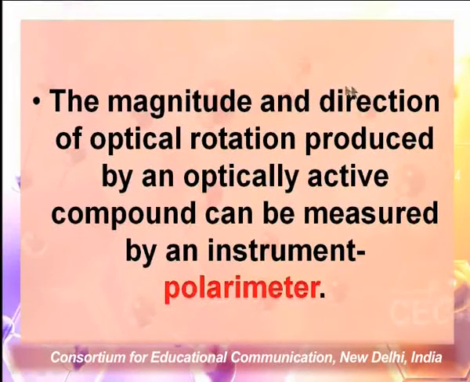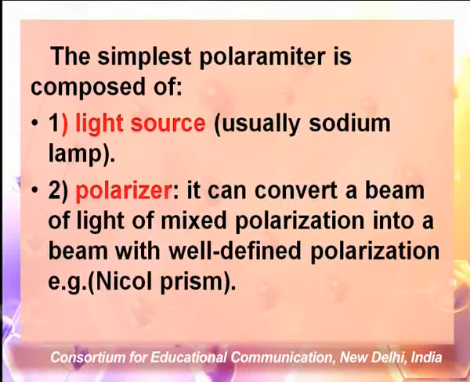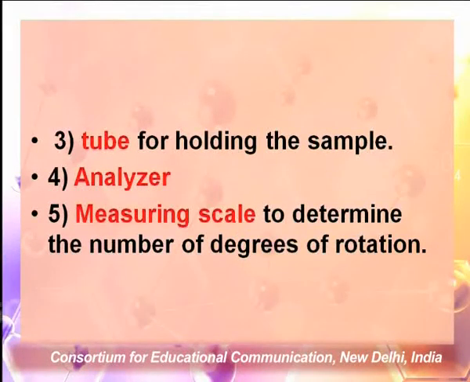Now the magnitude and direction of optical rotation produced by an optically active compound can be measured by an instrument known as a polarimeter. The simplest polarimeter is composed of a light source, which I have already said is usually a sodium lamp. We have a polarizer. What does a polarizer do? As you are now very much familiar with it, it will convert a beam of light of mixed polarization into a beam with well-defined polarization. So here we are passing it through a Nicol prism. We are using that as a polarizer. Then we have a tube which is holding the sample.